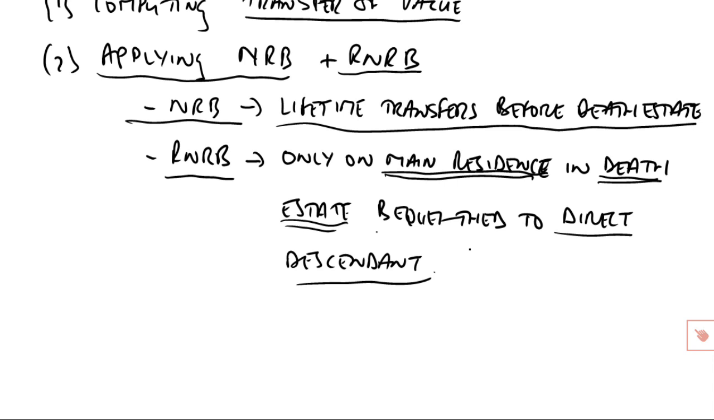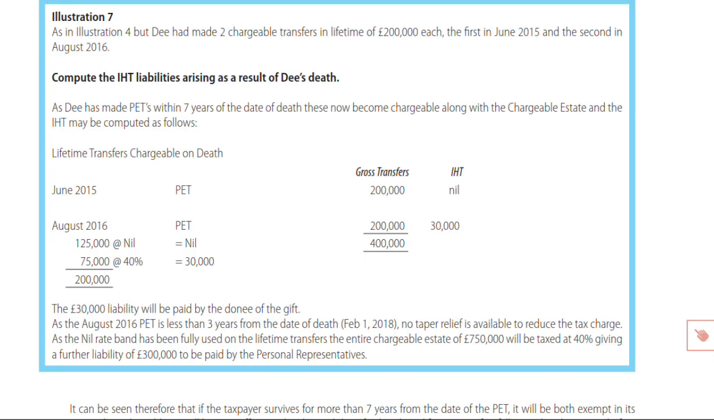Okay, let's just remind ourselves of what we did in terms of the use of the nil rate band anyway, by looking back at illustration 7. Now, we've done this already, but let's just remind ourselves. Now, as in illustration 4, but D had made 2 chargeable transfers in lifetime, you'll see reference there to that expression chargeable transfer. As I said a moment ago, that will be the transfer of value less any available lifetime exemptions. We look at those in a later lecture.